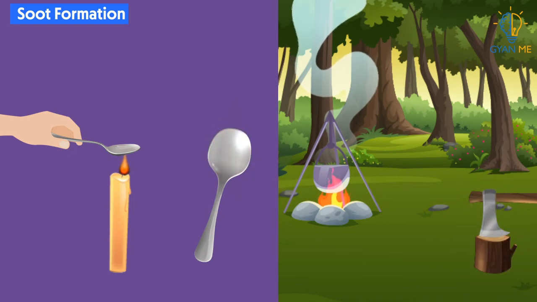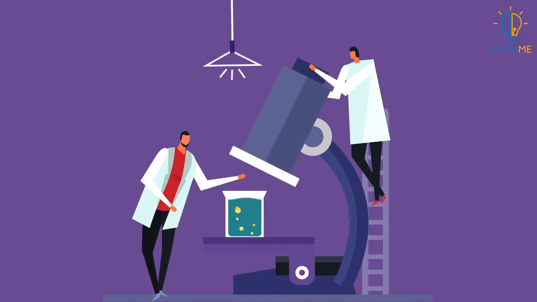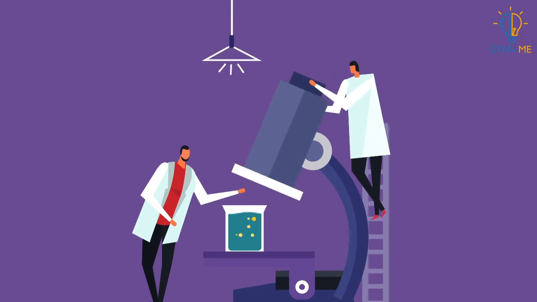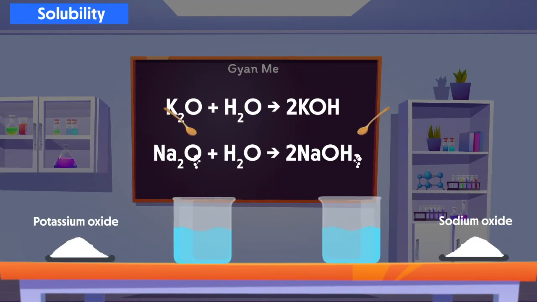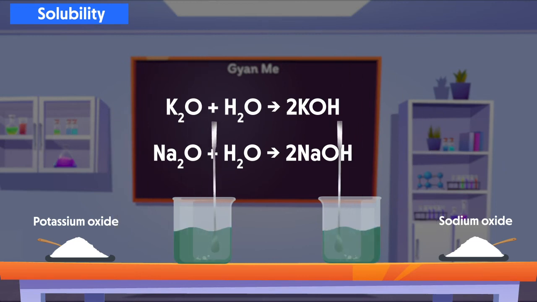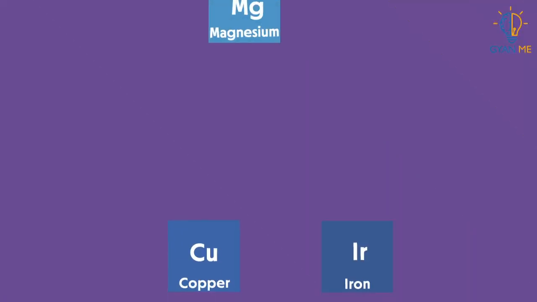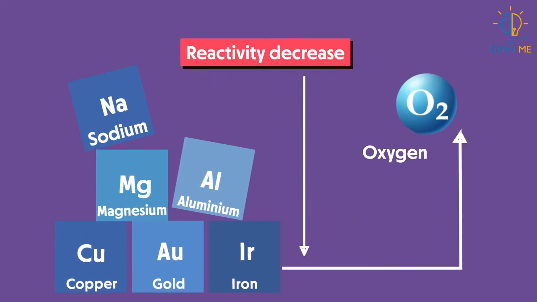Now let us see if the products formed after burning the metals are soluble in water. Most metal oxides are insoluble in water, but some of these dissolve in water to form alkalis like sodium oxide and potassium oxide. Now let's arrange the metals in the decreasing order of their reactivity towards oxygen.